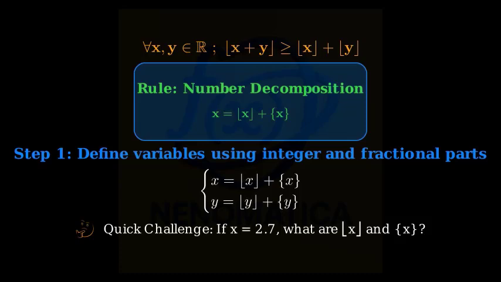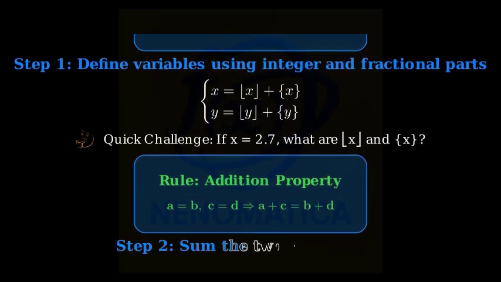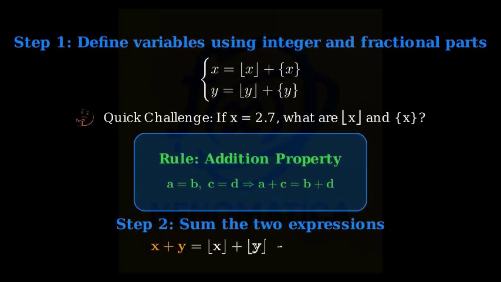Step 2. Add the two expressions. We will use the addition property. Now we add the equations for x and y. Notice we will highlight x plus y in orange to emphasize the change from the previous step.